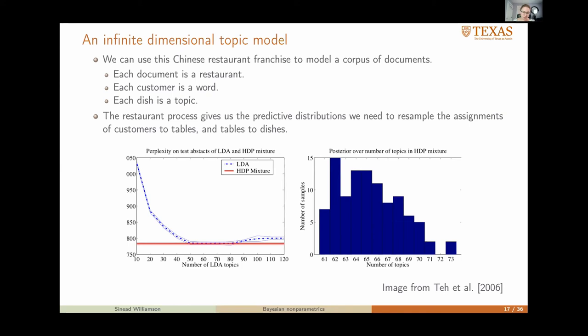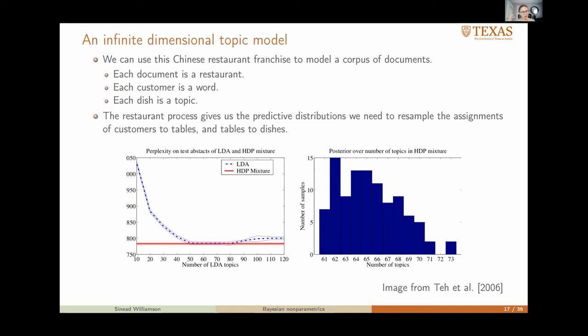So we could do cross-validation on the number K, right, and learn all of these separate models. But it's a lot easier to just learn one model that infers that value of K. And here we see that sort of empirical distribution over the number of topics that we get out of using this hierarchical Dirichlet model. And we see it corresponds nicely with the ranges of K for LDA, where we got good performance. So this is kind of a one-stop shop for doing that dimensionality selection.